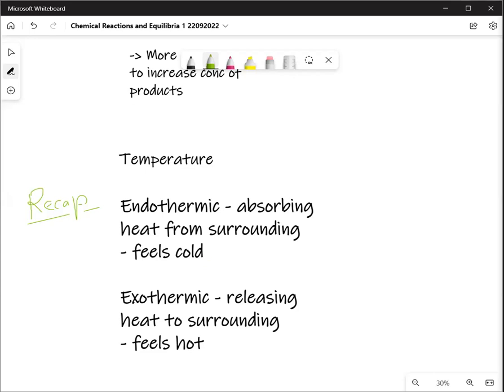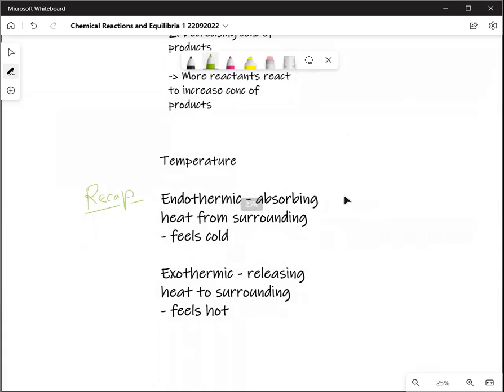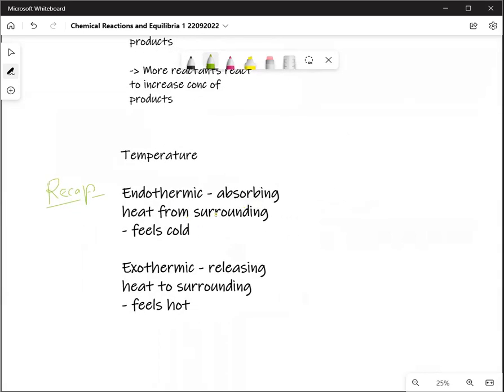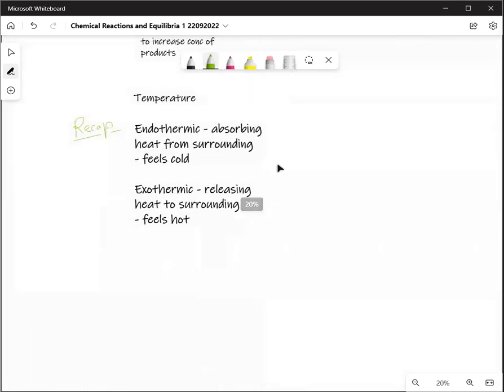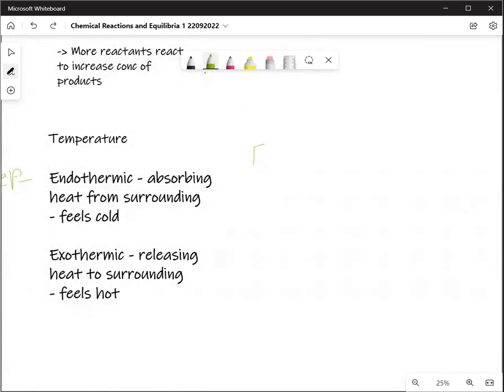Now, let's look at temperature. Endothermic absorbs heat from surrounding. Exothermic releases heat to surrounding. Now we look at another example just for this. Let's say the same example which we did.